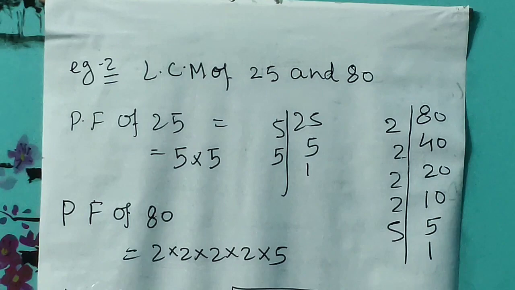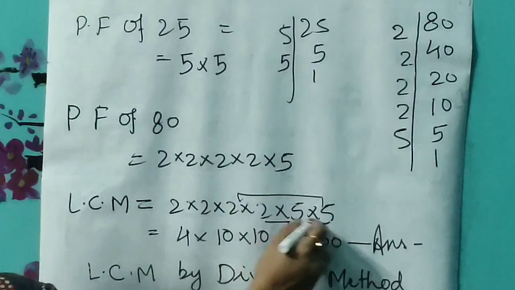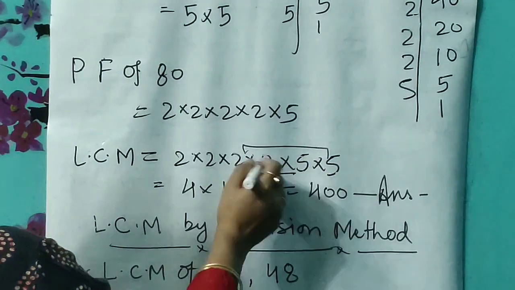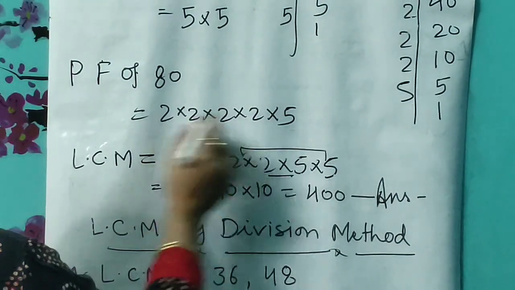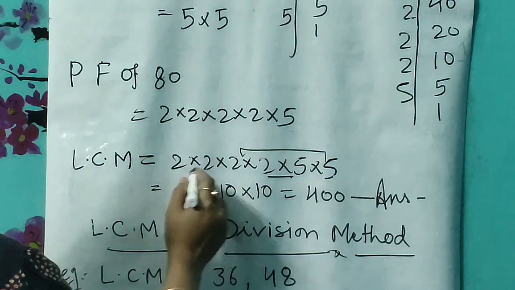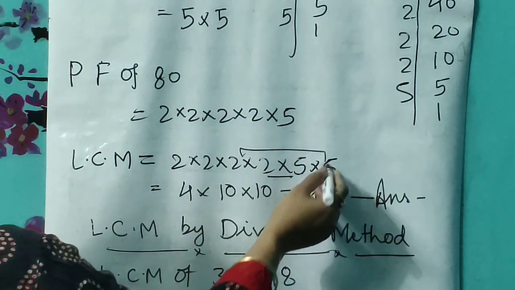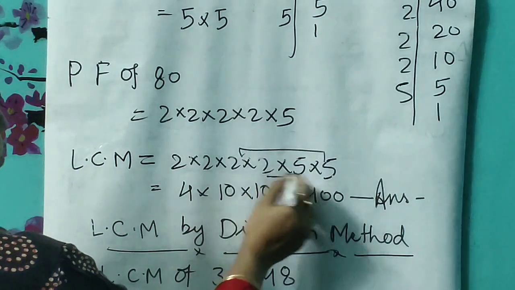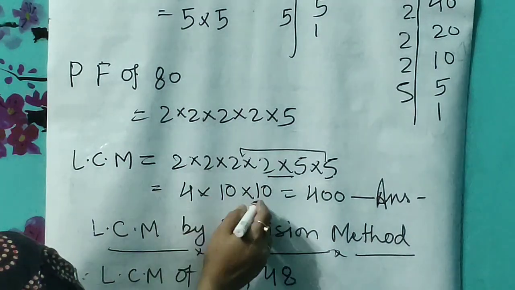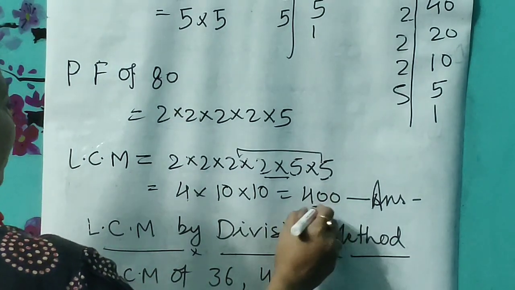Now the LCM is 2 into 2 into 2 into 2 into 5 into 5. That means 4 times 2 and 2 times 5, since the maximum number of times 2 appears is 4 and the maximum number of times 5 appears is 2. Now we will multiply. For multiplication, we will use the convenient grouping method. 5 2s are 10 and 5 2s are 10, and then 2 2s are 4. So 4 into 10 into 10: 10 10s are 100, 100 4s are 400. So your answer will be 400.